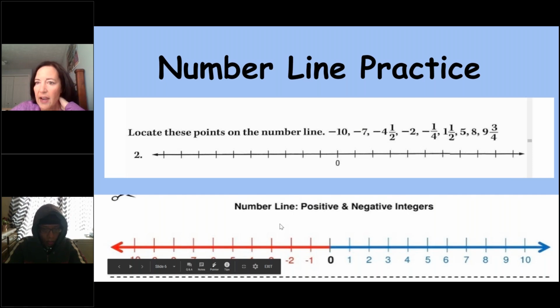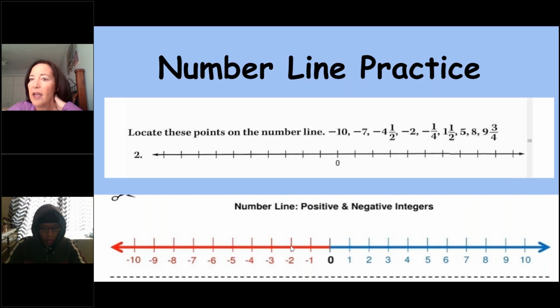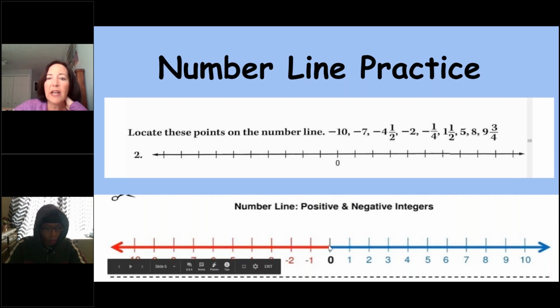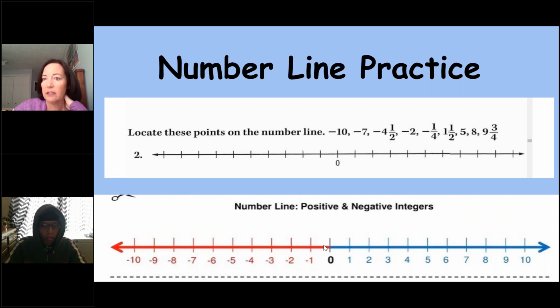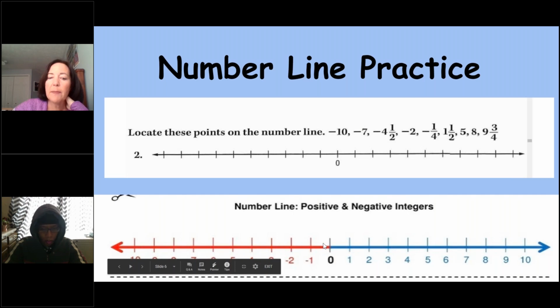And then the next one is negative 2. And then we have negative 1/4. So negative 1/4 is going to fall between 0 and negative 1. But it needs to be marked closer to the 0 than the negative 1. So if I was grading a paper and you were identifying the position of negative 1/4, it would need to be right about here where my arrow is.